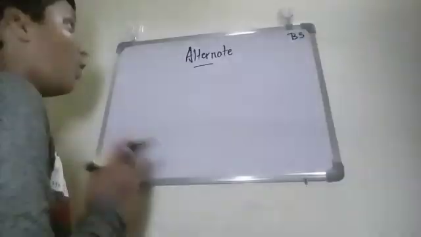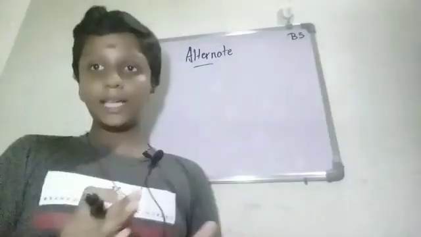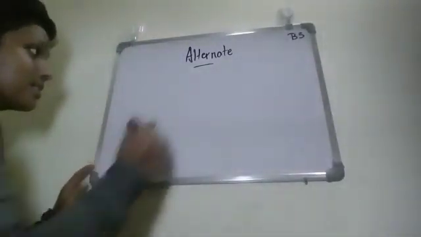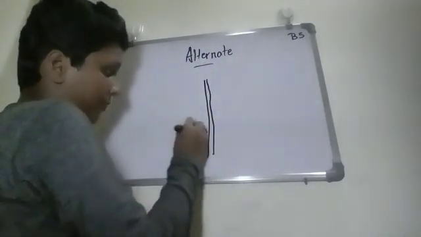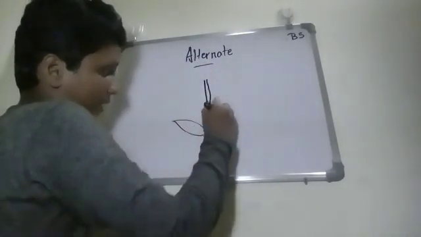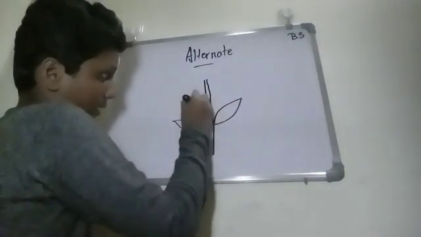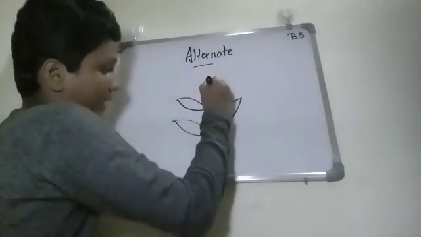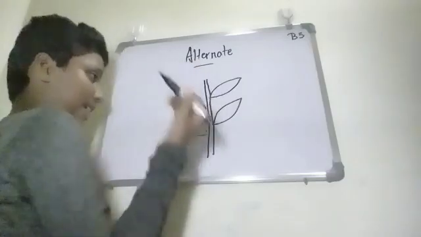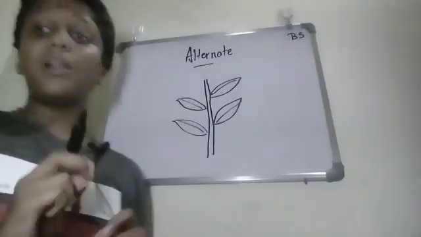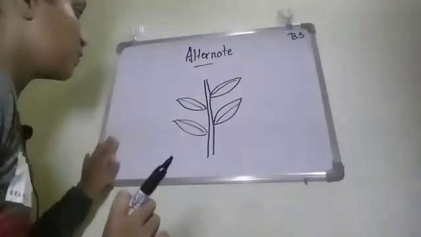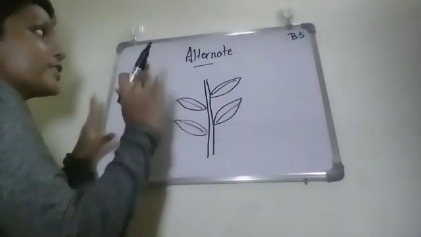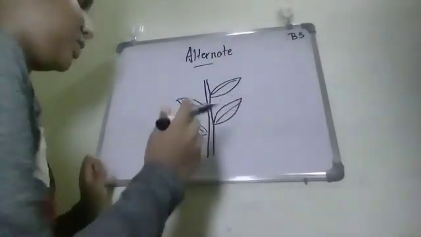First of all, we have the alternate arrangement, and as the name suggests, if this is the stem, the first leaf will be over here, the next leaf will be over here, the next leaf over here, and the next leaf over here. This topic will be asked as a picture based question, so just look into the picture. This is the alternate arrangement.